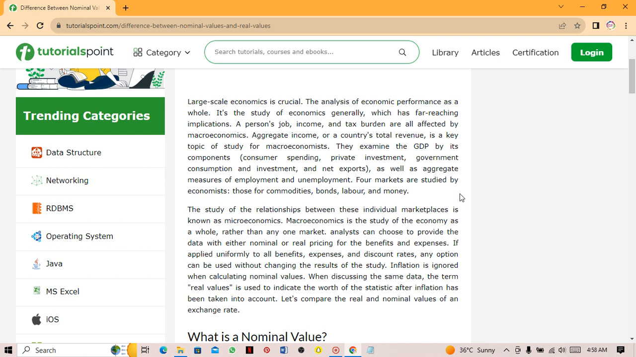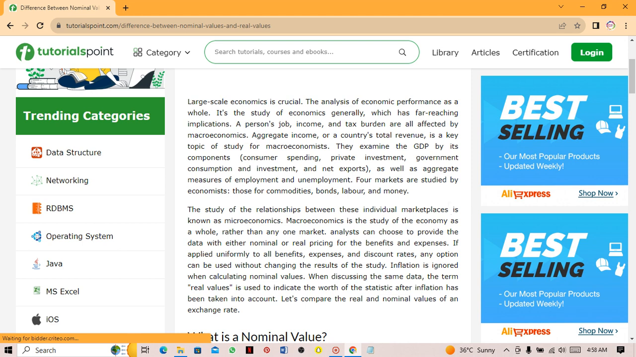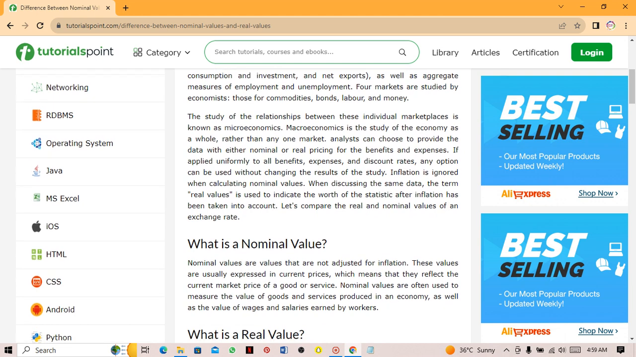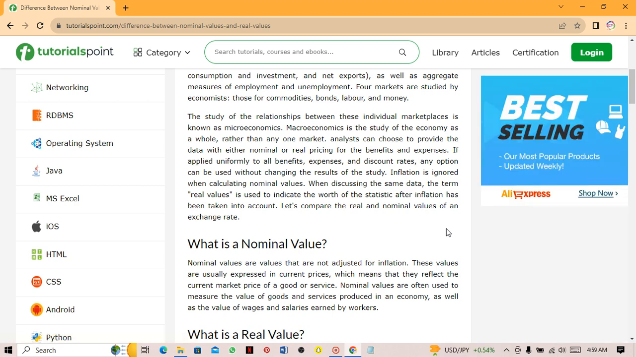Economists examine GDP by its components: consumer spending, private investment, government consumption and investment, and net exports, as well as aggregate measures of employment and unemployment. Four markets are studied by economists: those for commodities, bonds, labor and money. The study of the relationship between these individual marketplaces is known as microeconomics. Macroeconomics is the study of the economy as a whole rather than any one market.